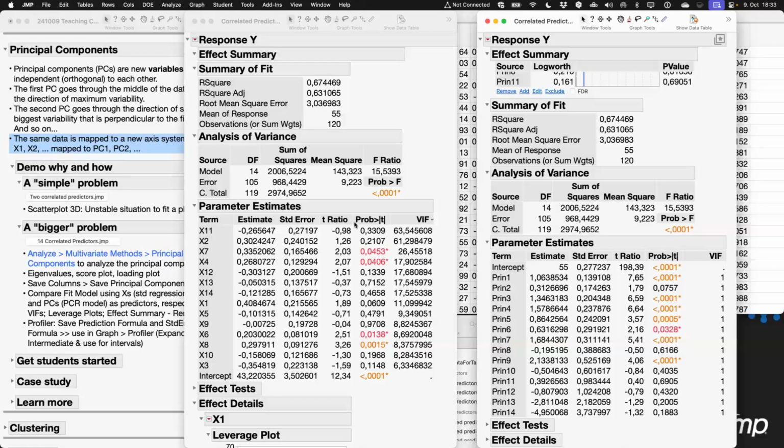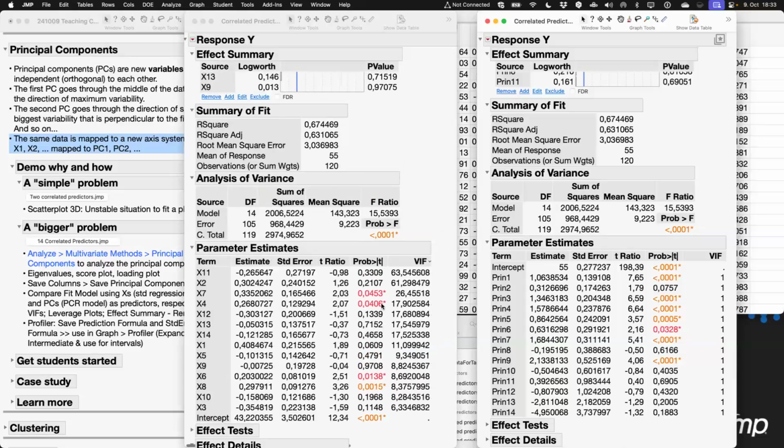If you see on the left-hand side, we just have 1, 2, 3, 4 significant effects. But we may miss some effects which are significant or active, but we don't see them because the variance is inflated. And that's the problem again and again.